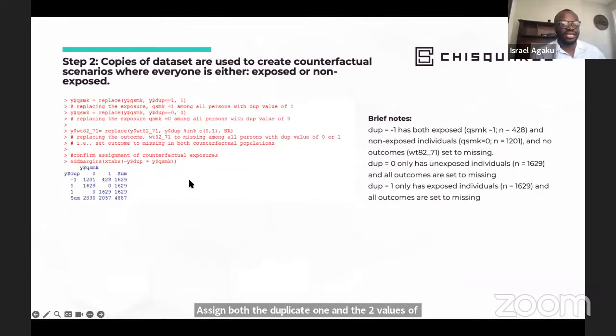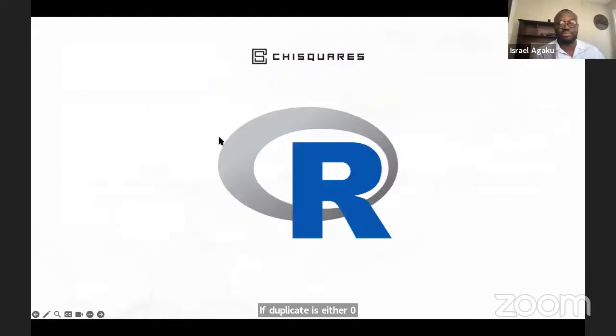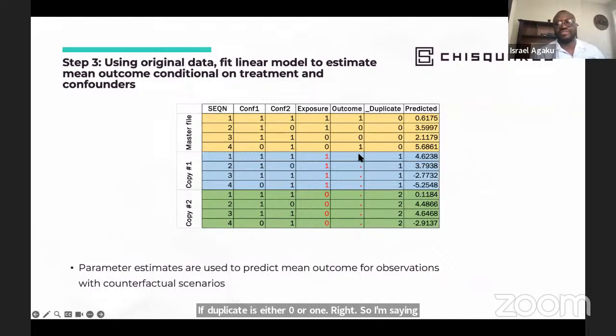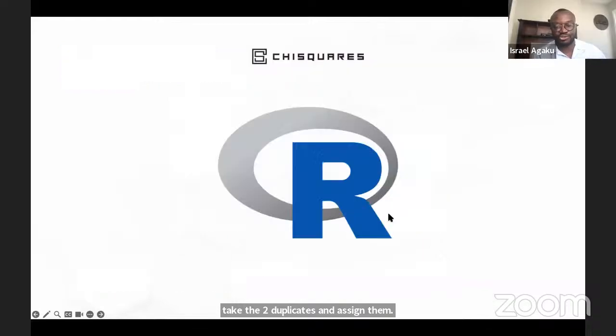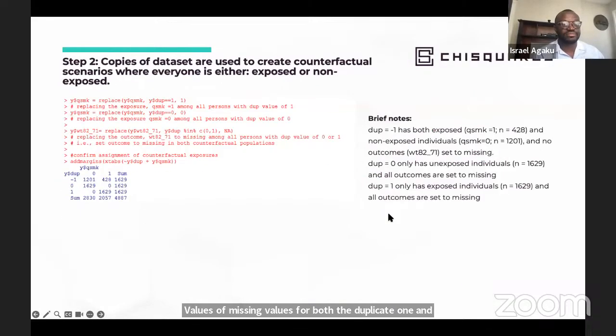So I say, replace the weight gain, or weight difference between the 2 waves, with a value of NA if duplicate is either 0 or 1, right? So I'm saying take the 2 duplicates and assign them values of missing values for both duplicate 1 and duplicate 2. That's what that code is doing.